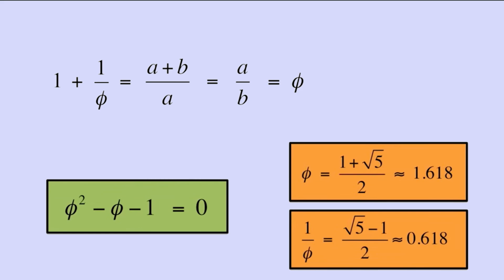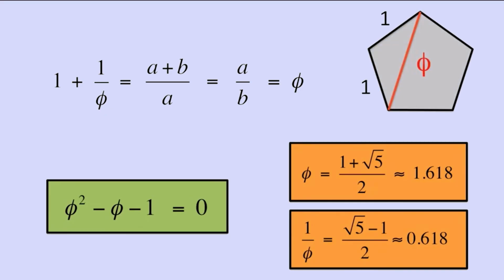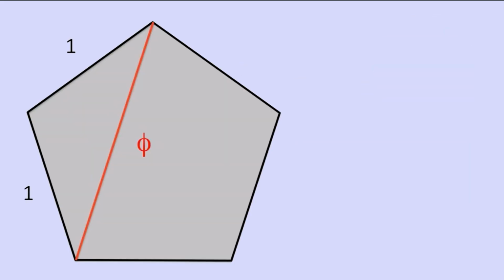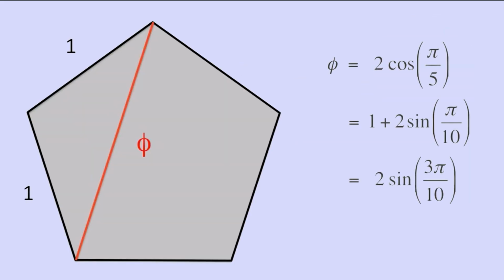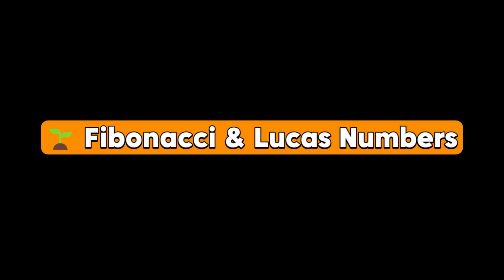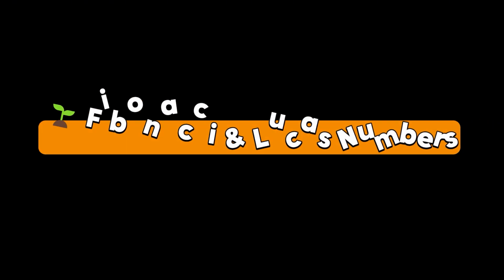The appearance of the square root of 5 is not accidental. It reflects the deep connection between the golden ratio and 5-fold symmetry, pentagons, pentagrams, and regular geometric solids. In fact, this is why the golden ratio can even be written using trigonometric expressions involving angles of 36 degrees and 72 degrees.